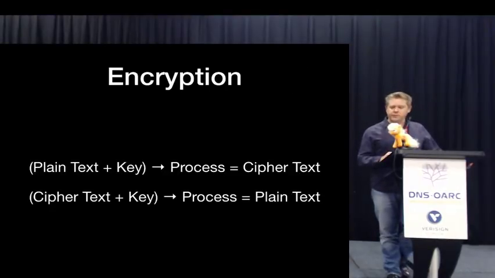Key, run it through a process, and you get what's referred to as a ciphertext. The reverse of that is taking the ciphertext and the other half of that key, running it through a similar process and getting plain text out.